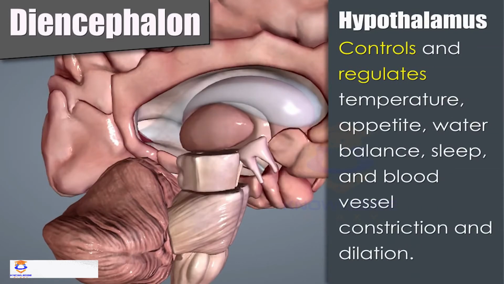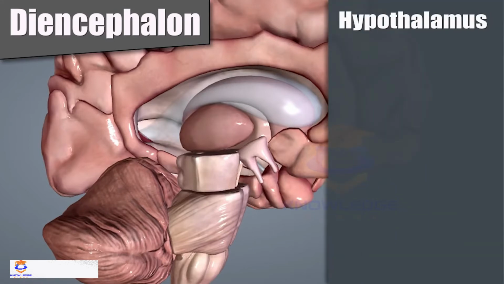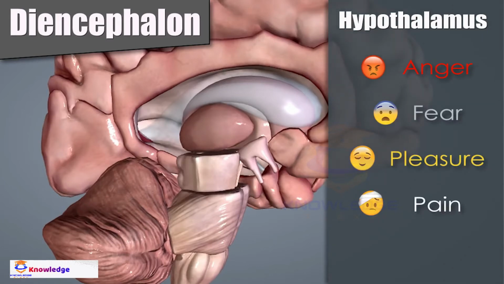And the hypothalamus controls and regulates autonomic nervous system functions such as temperature, appetite, water balance, sleep, and blood vessel constriction and dilation. The hypothalamus also plays a role in the emotions such as anger, fear, pleasure, pain, and affection.